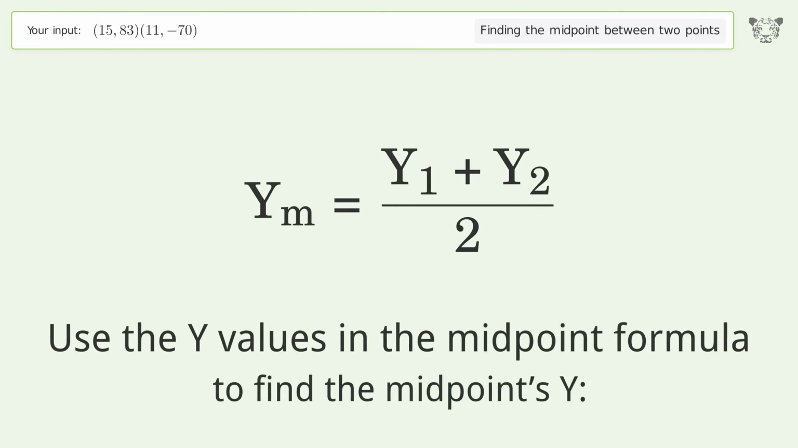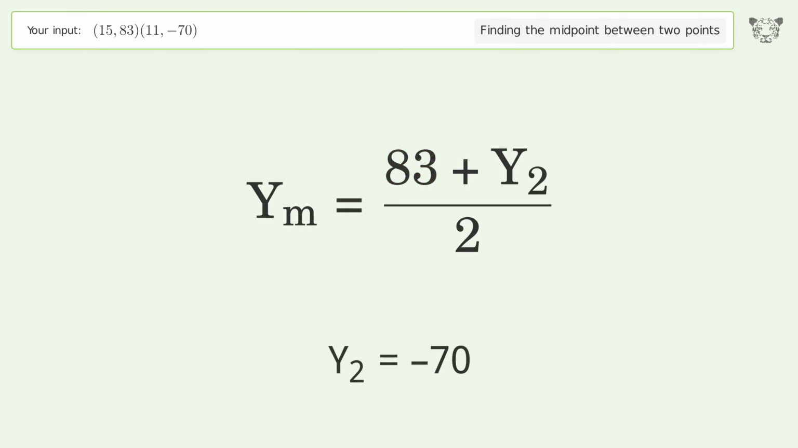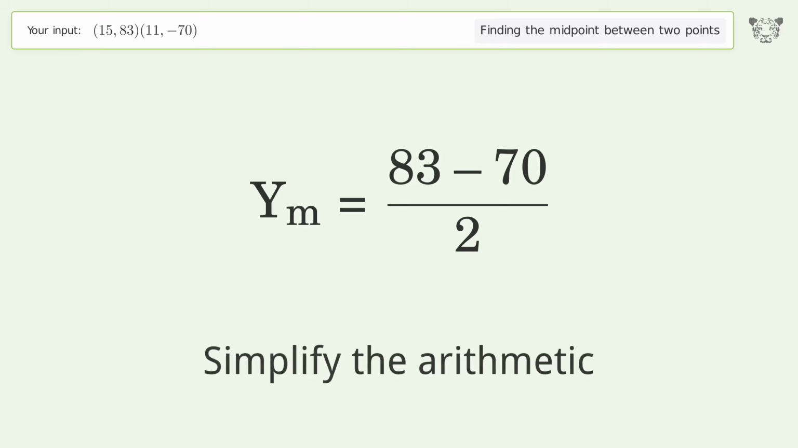Use the y values in the midpoint formula to find the midpoint's y. y1 equals 83. y2 equals -70. Simplify the arithmetic.